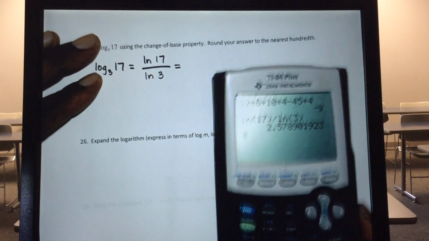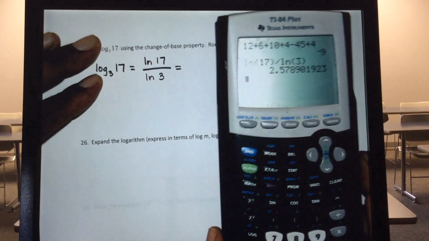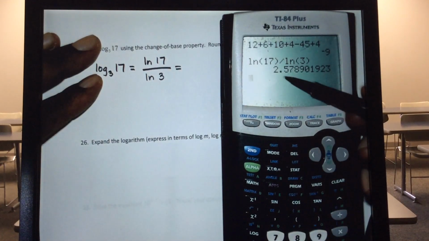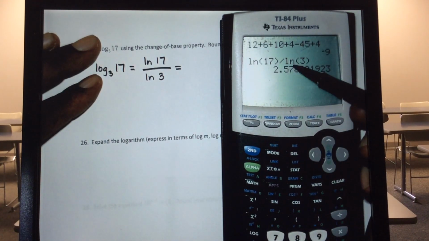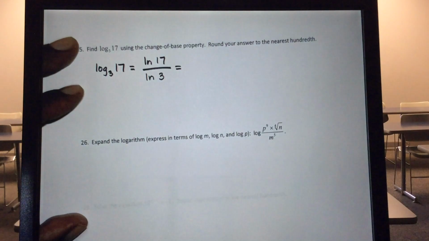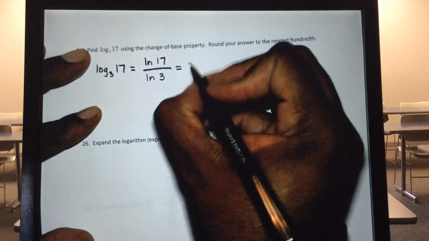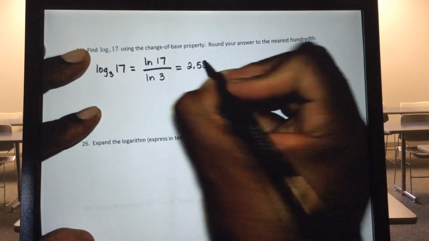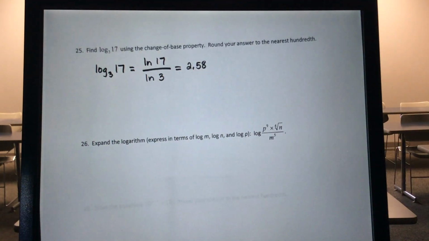Here we're going to round to the nearest hundredth. That means to 2 decimal places. This will be 2.58 because this is a 7. Next to it is an 8. 8 is bigger than 5, so we increase the 7 to an 8. So it will be approximately 2.58 for log to the base 3 of 17. Okay, that's problem number 25.